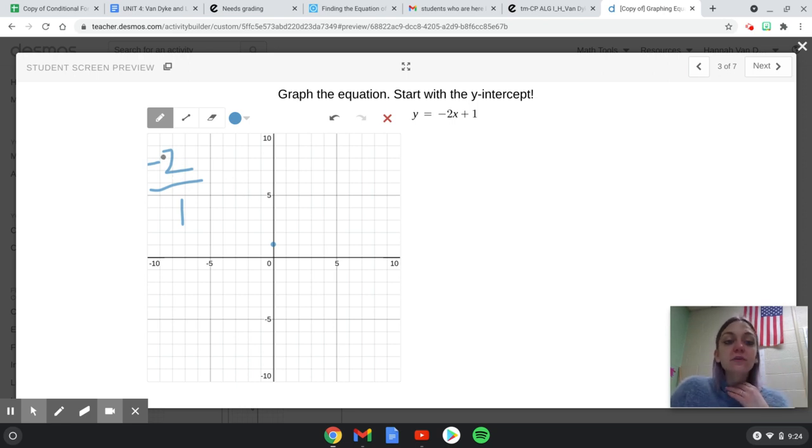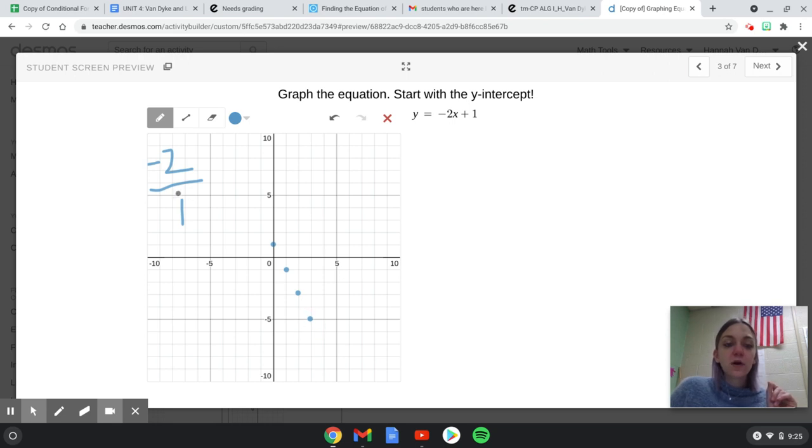So I'm going to have to go down 2 units. So I'm going down 1, 2. And then my run is just 1 unit. So I'm going over 1. Again, I'm going down 2 units over 1, down 2 units over 1.